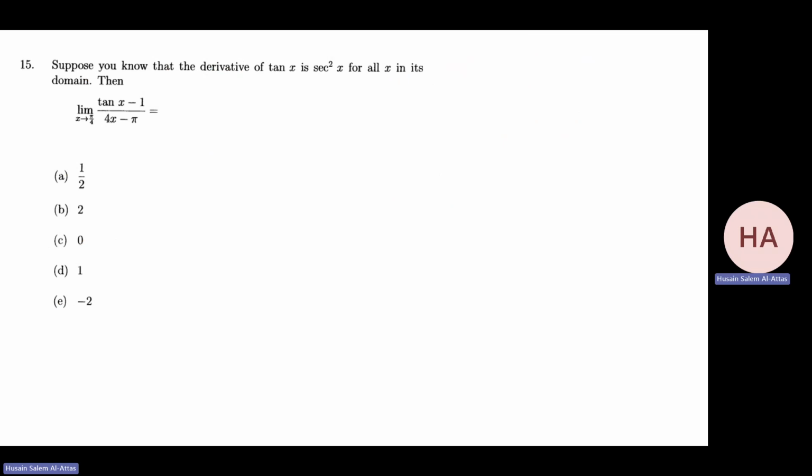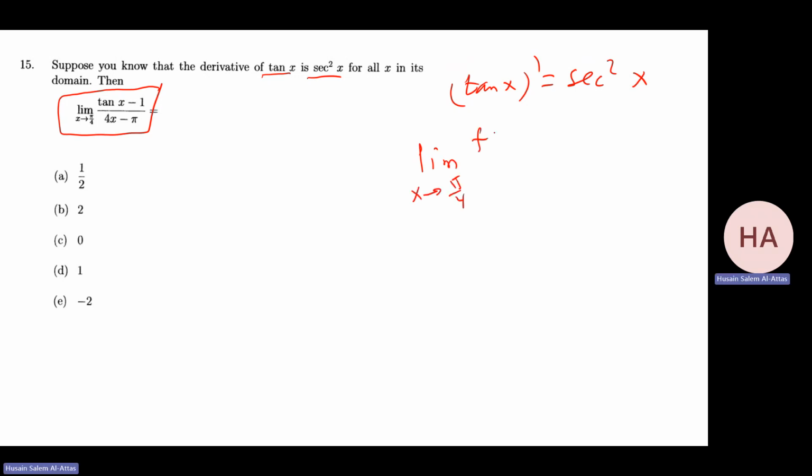Okay. Suppose you know that the derivative of tan is secant squared. I know the derivative of tan x is secant squared of x. These things equal to what? All of these questions are just to force you to use the definition. If you look at it, I want to think about this definition: x goes to a, f of x minus f of a over x minus a. Notice I have x goes to a and I have x minus a. So I have x goes to pi over 4, but this is not x minus pi over 4. However, I can do small calculations.